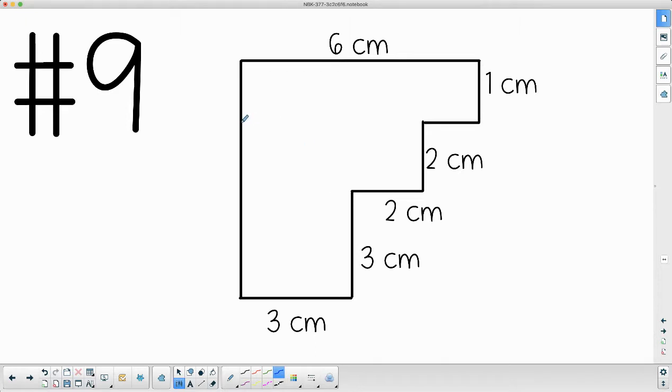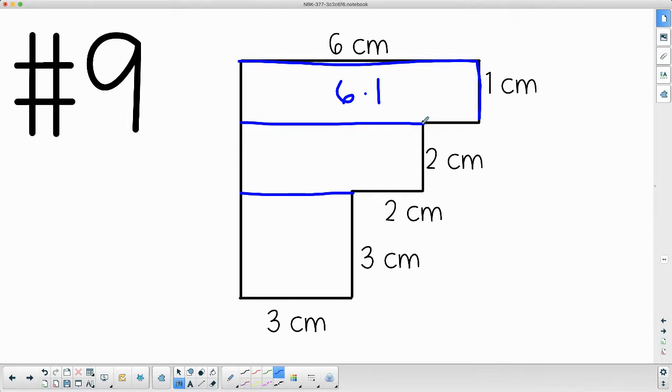Okay, number 9, we've got this irregular shape here that we're going to break up. So I'm just going to go across this way. You can go up and down. There's lots of different ways to do this one. So I can see here this whole long piece is 6, and this part right here is 1. So we've got 6 times 1 for the top.